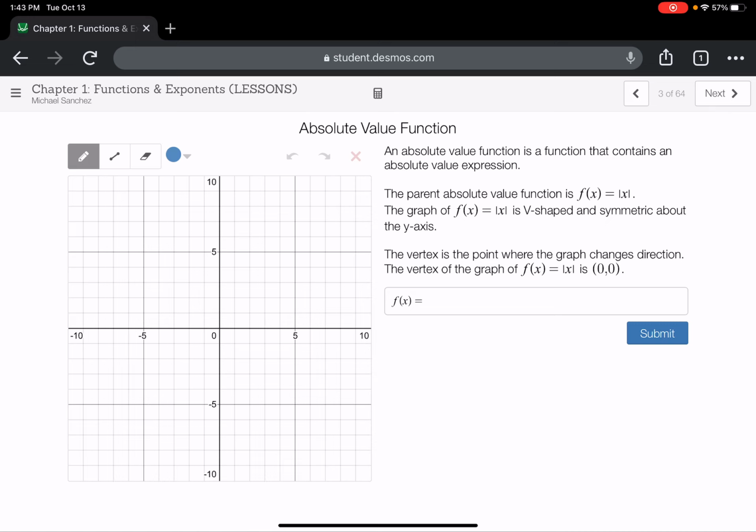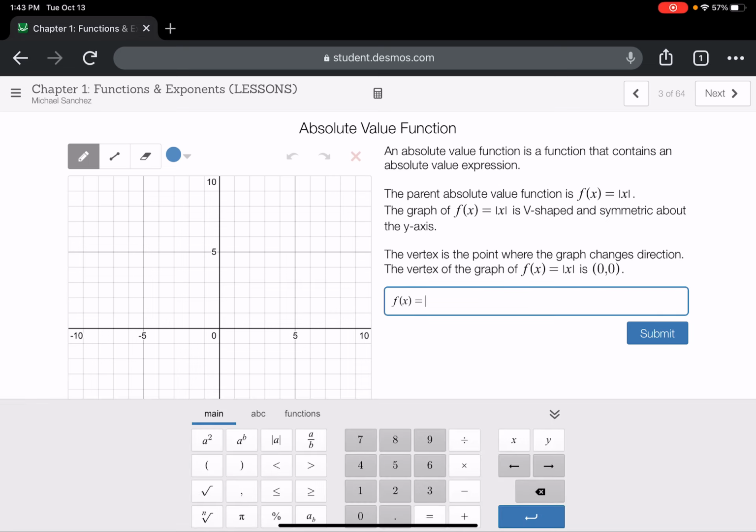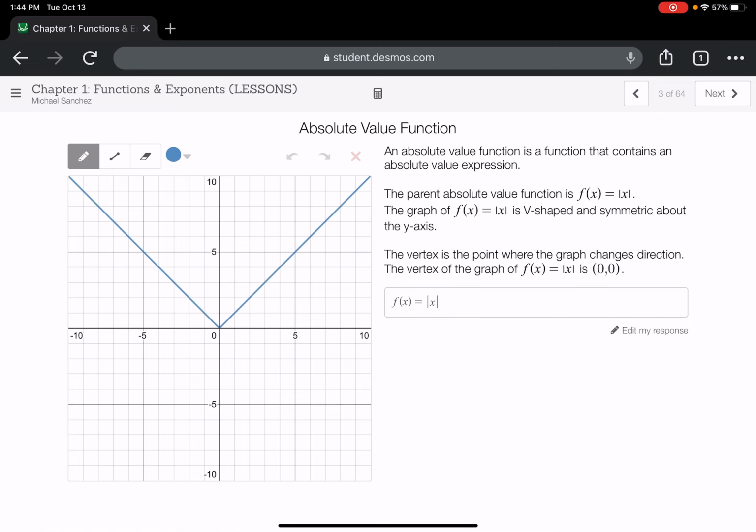An absolute value function is a function that contains an absolute value expression. So those two little vertical lines. The parent absolute value function is f of x is equal to the absolute value of x, and the graph of this function, as I'm going to show you here once I press submit and I typed in my function, is a V shape. It is a V shape, and that is symmetric off the y-axis.